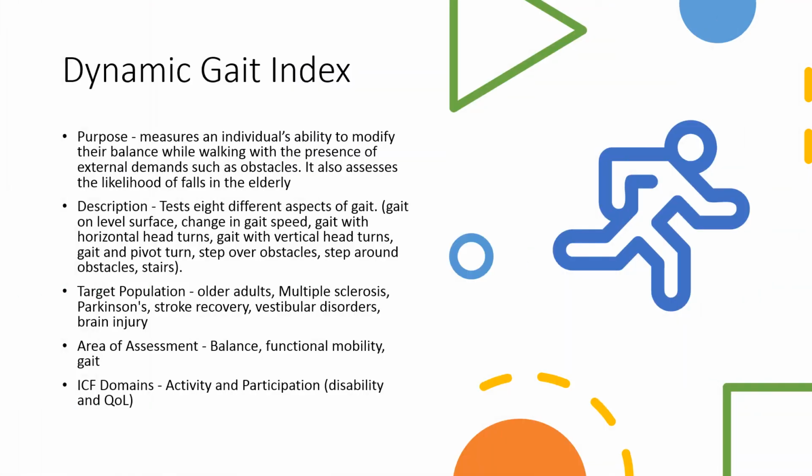The purpose of the dynamic gait index is to measure an individual's ability to modify their balance while walking with the presence of external demands such as obstacles. It also assesses the likelihood of falls in the elderly. This test tests 8 different aspects of gait: gait on a level surface, change in gait speed, gait with horizontal head turns, gait with vertical head turns, gait and pivot turn, step over obstacles, step around obstacles, and stairs.